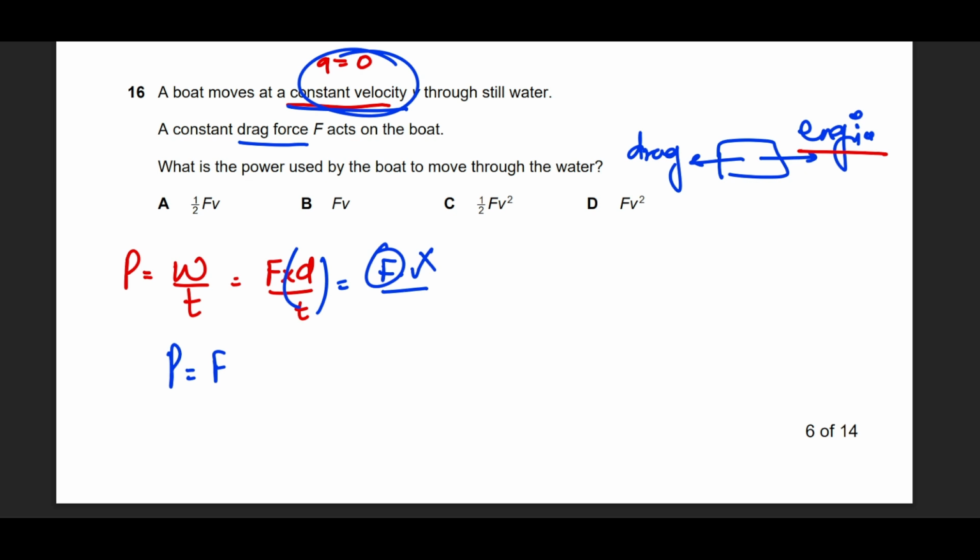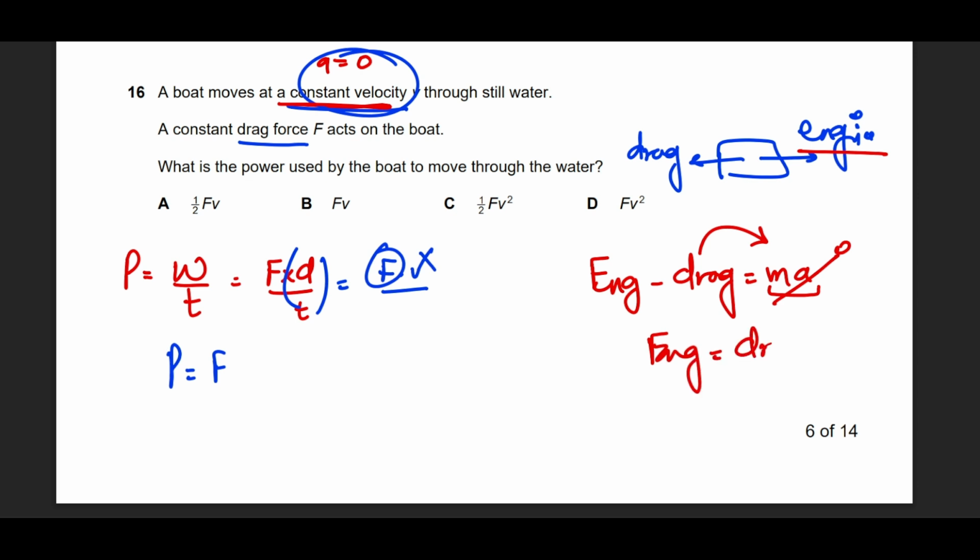You see, they're both equal. The force of the engine minus the force of the drag should produce an acceleration. But is it accelerating? It is moving at a constant speed. So this part becomes 0. So when you take drag over there, the force of the engine is actually equal to the drag.